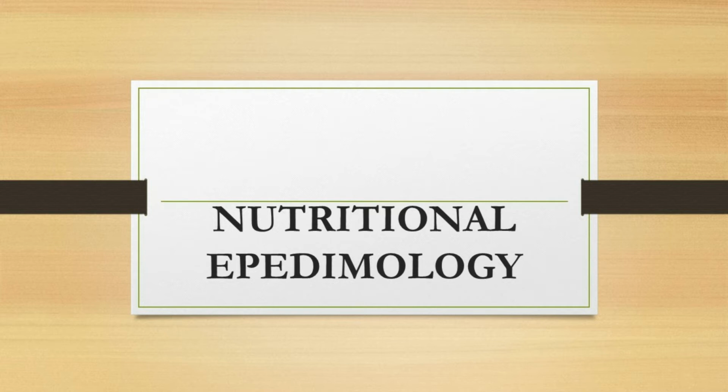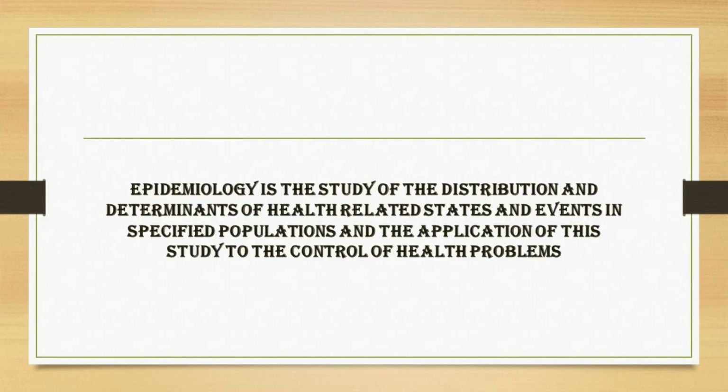The study of epidemics, the basic science of public health, and the study of the distribution and determinants of health related states in specified populations, and the application of this study to the control of health problems. These derivations indicate the epidemiological methods were initially used to investigate, control, and prevent the epidemics of infectious diseases such as cholera, typhoid, tuberculosis, and smallpox.